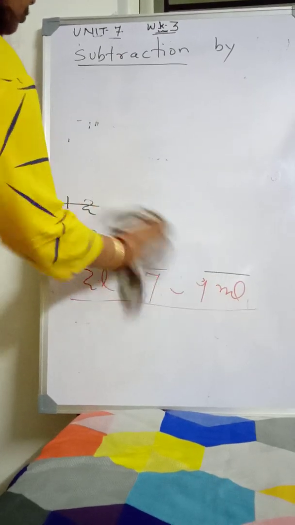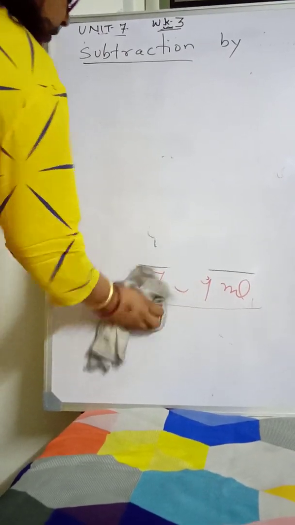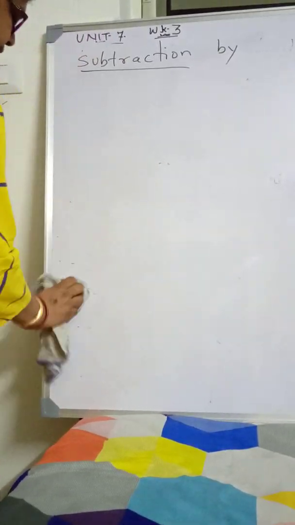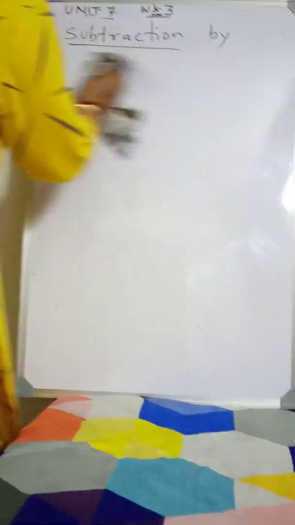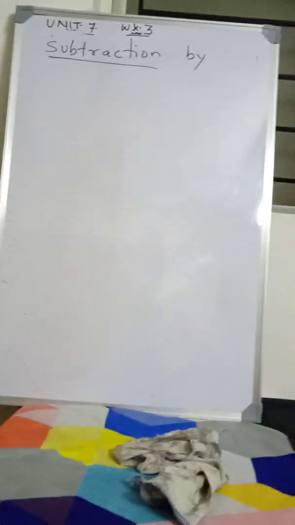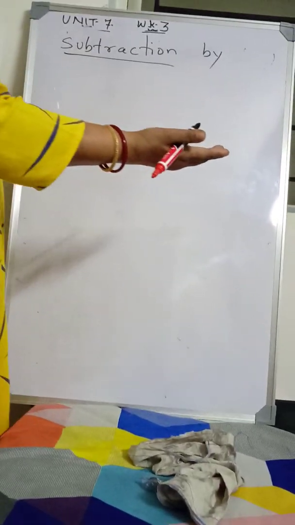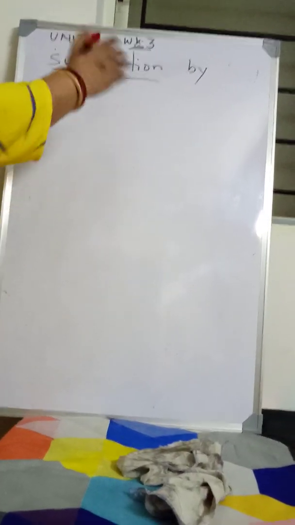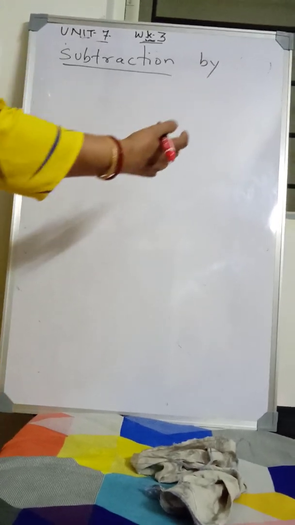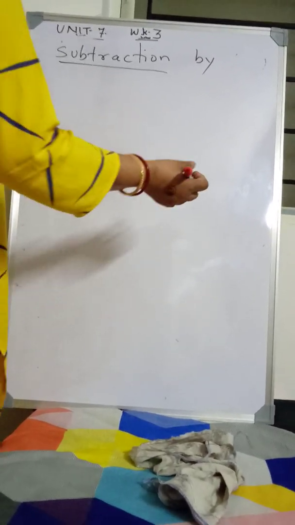When we are going to borrow, from where will you borrow? You will borrow from the liter section, and 1 liter you can borrow. This liter will be converted into milliliter, then add it to the milliliter. That is the minuend. Then the minuend becomes greater. Then it will be easy to do the subtraction.